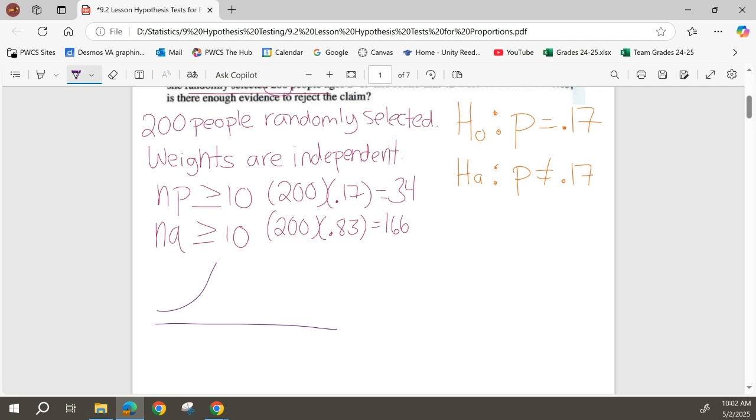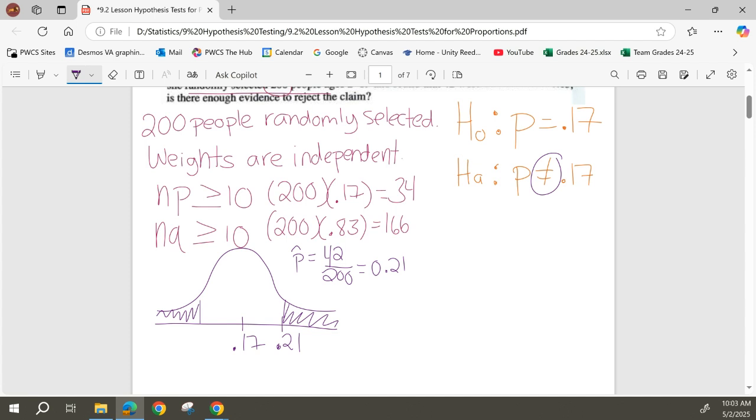So when I am setting up my little sketch for my normal model and I'm putting 0.17 in the middle, because that's what we believe is true, I need to calculate p hat, my actual sample proportion. So when I sampled these 200 kids and I weighed them and decided if they are considered obese or not, we had 42 who were considered obese out of 200. So 21% of my sample. That's going to be over here somewhere. And so I would color in that tail. And because it's a not equals to, I'm coloring in both tails.